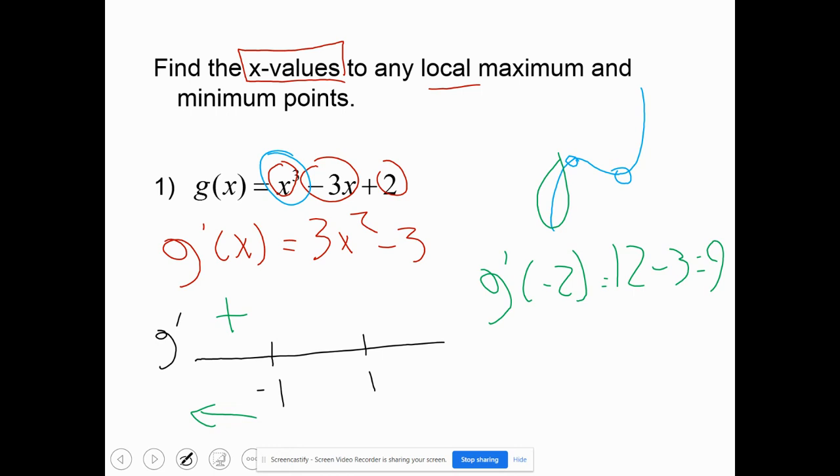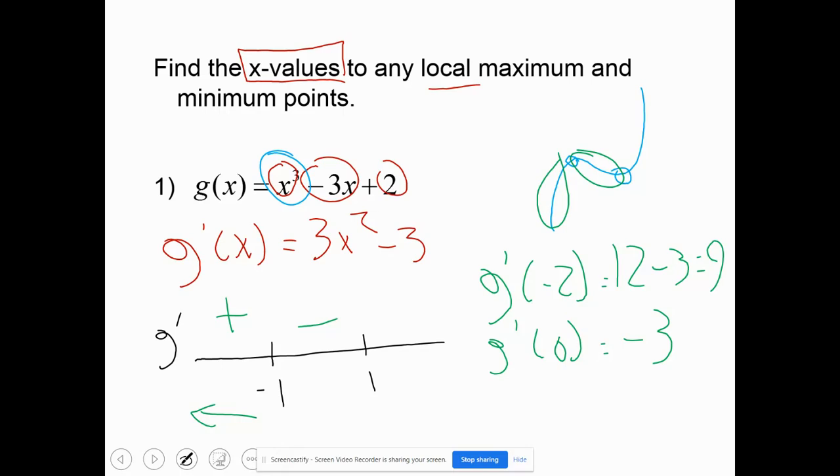How about between -1 and +1? All right, it looks to me like we should be going downhill. So let's try a point in between those like 0. g prime of 0. If I plug a 0 up into my derivative, 3 times 0 squared would be 0, and 0 minus 3 is -3. I do get a negative back, and I was expecting that.